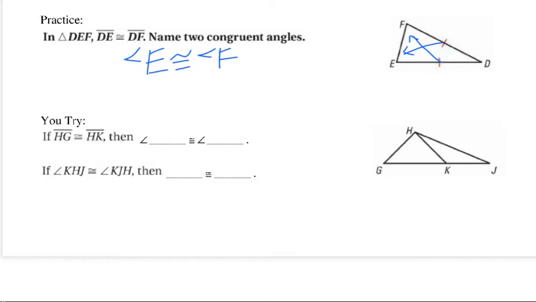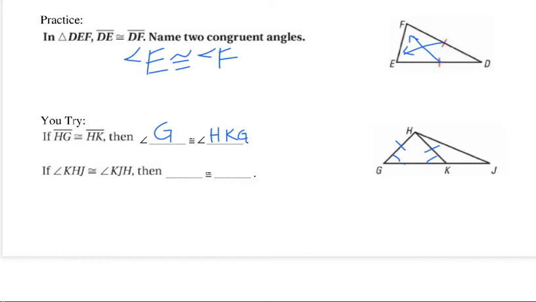Alright, so these are the markings you should have for HG is congruent to HK. So this means that our angle G will be congruent to our angle K in that first triangle. But notice angle K could really be either side of it, so we need to make sure we're using three letters to label it. So it'd be angle HKG, or you could say GKH.